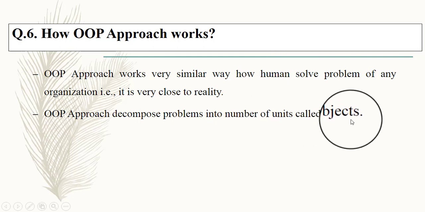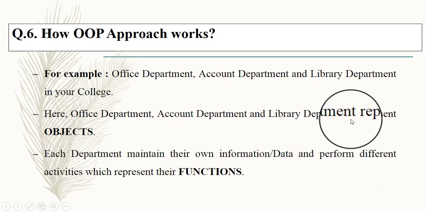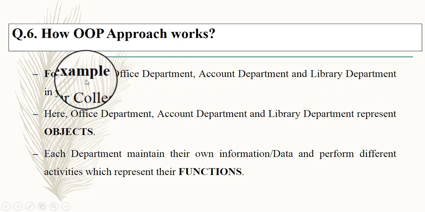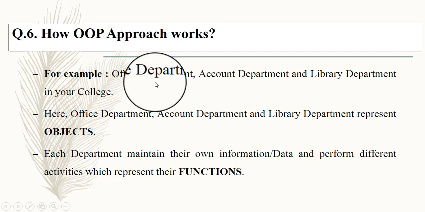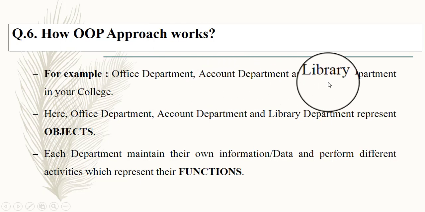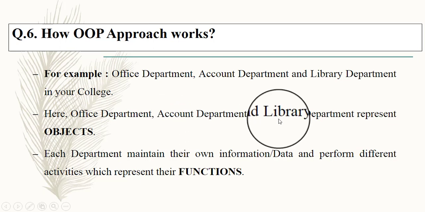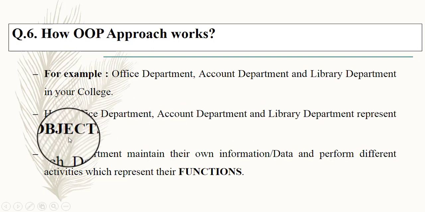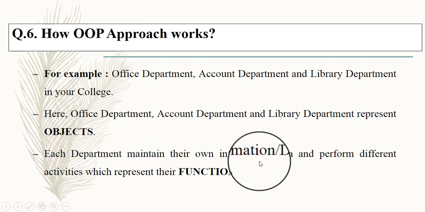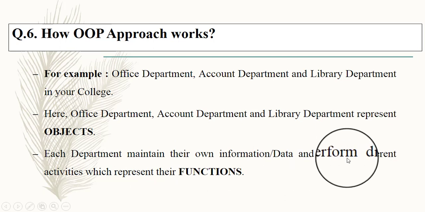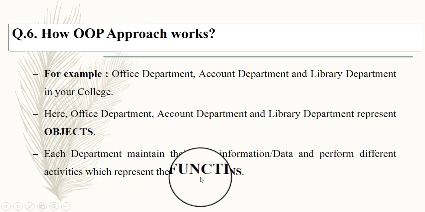problems into the number of units called objects. We will understand this with an example. For example, consider the office department, account department and library department at your college. Here, the office department, account department, and library department represent objects. And each department maintains their own information, data and perform different activities which represent their functions.